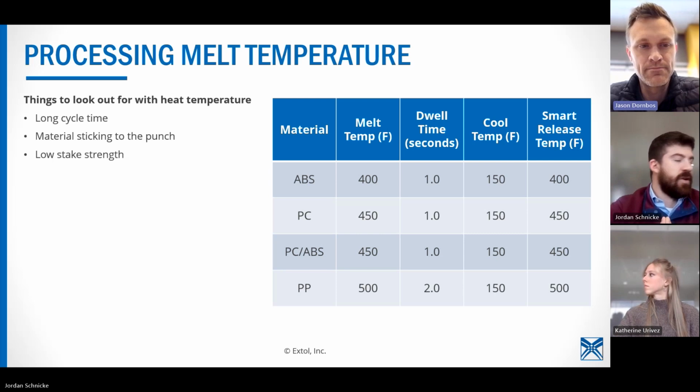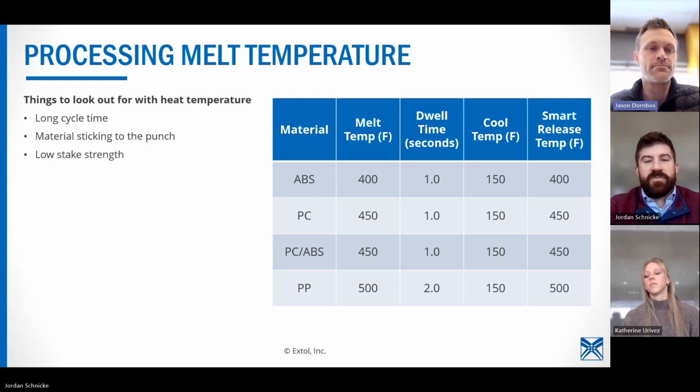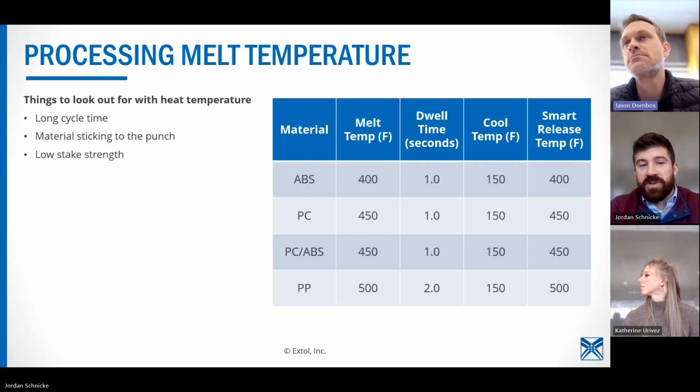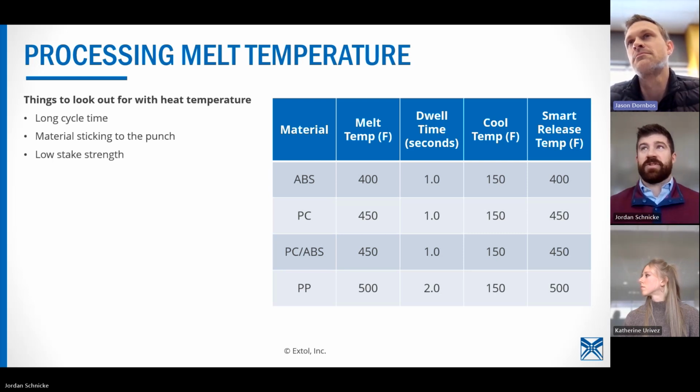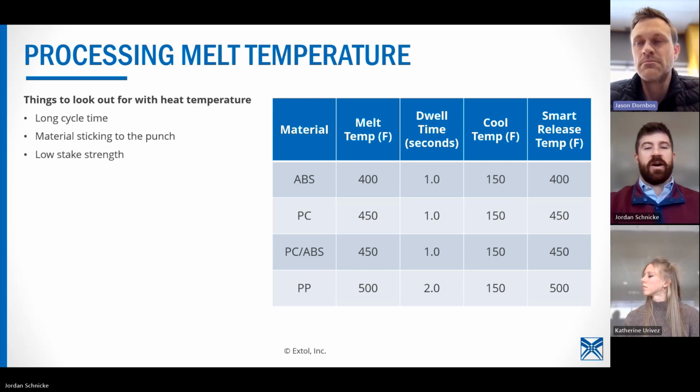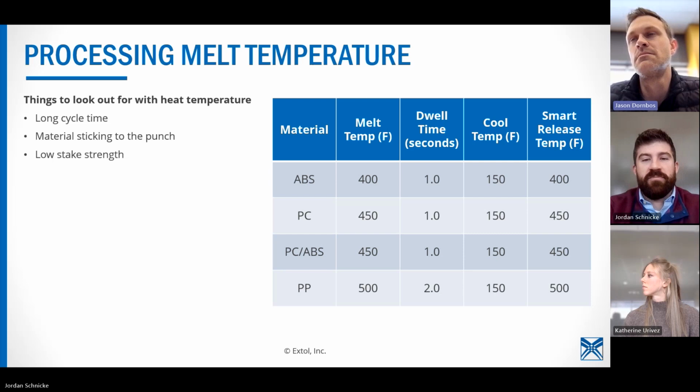So, low stake strength. This kind of goes back to the conversation on dwell time, right? It is also somewhat tied to what your melt temp and your cool temp are. The first thing I like to do personally is look at increasing the dwell time. It's going to extend your cycle time, but it's going to help a lot with that stake strength. Alternatively, melt temp. If the melt temp is way too high, you're burning the plastic, you're degrading the plastic, and it's going to burn off and basically break down. That could be one aspect.